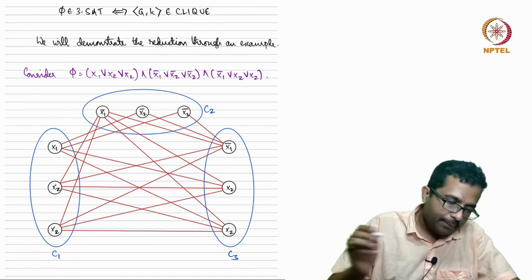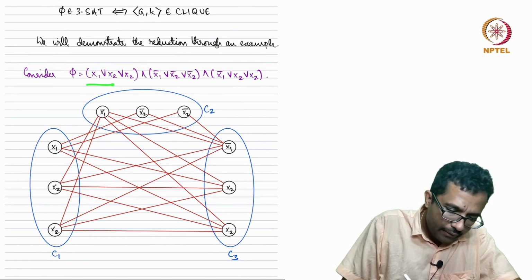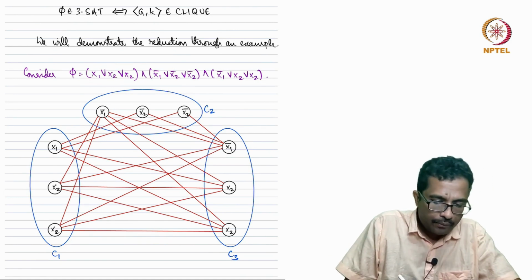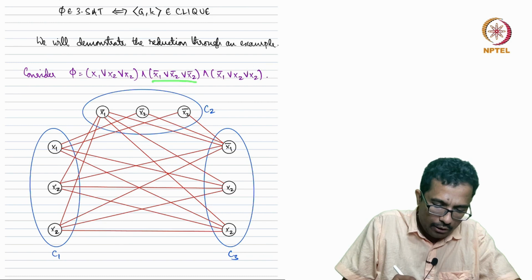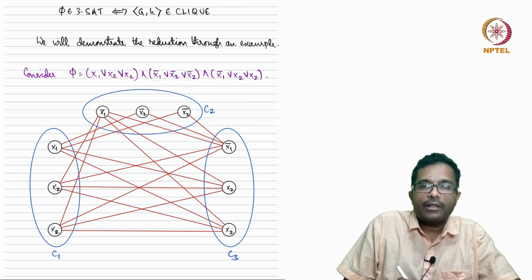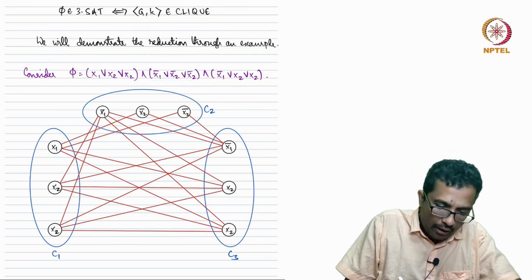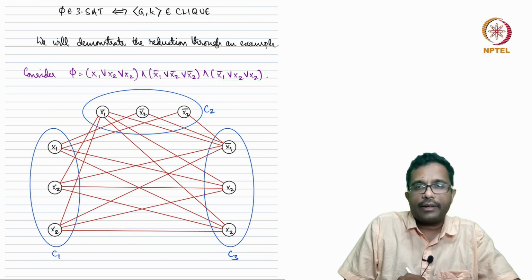Okay, so suppose phi is this formula: (x1 or x2 or x2) and (x1 complement or x2 complement or x2 complement) and (x1 complement or x2 or x2).